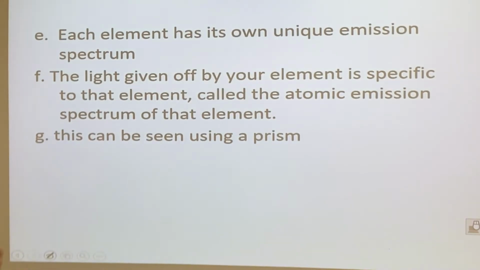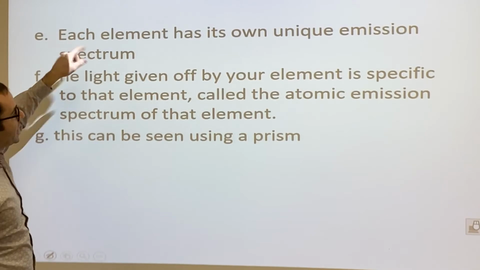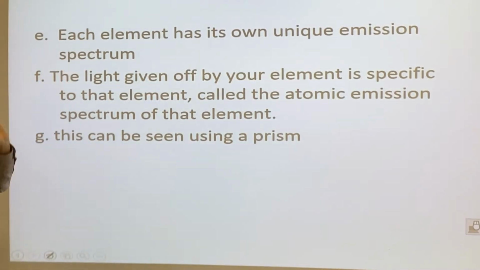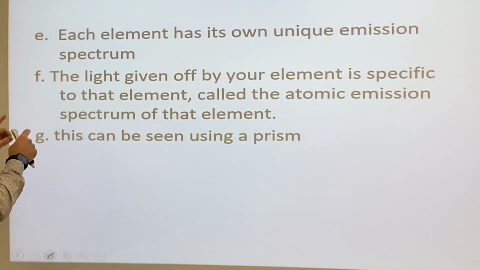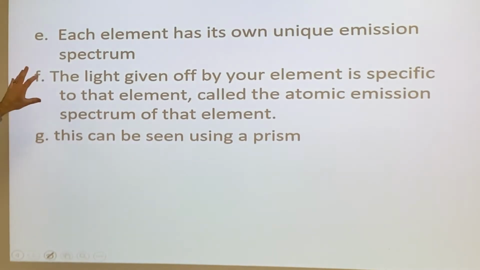Okay, so each element has its unique emission spectrum. We looked at hydrogen, helium, and mercury, and they all looked different, all right? The light given off by your element is specific to that element. It's called the emission spectrum for that element. It's kind of like its fingerprint, so you can detect what element you're looking at by zapping it with electricity and doing this technique to see what it looks like. And then we used a prism to see it, and that's the best way to do it. All right.